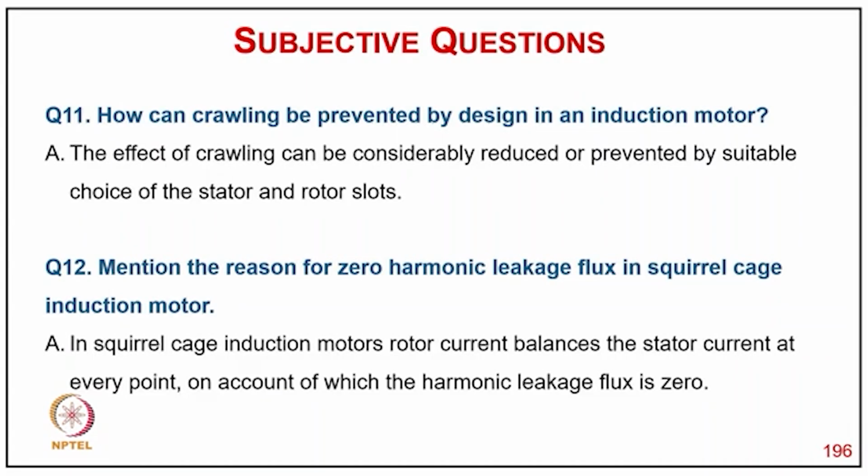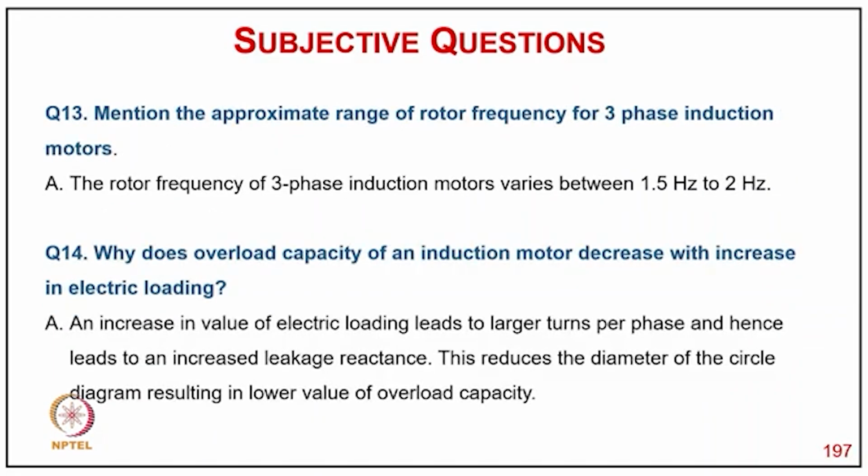Mention the region of zero harmonic leakage. In a squirrel cage motor the rotor currents balance the stator currents, so on account of that the harmonic flux is zero. Mention the appropriate range of the rotor frequency. The range of rotor frequency of a three-phase induction motor varies from 1.5 to 2 Hz at full load.